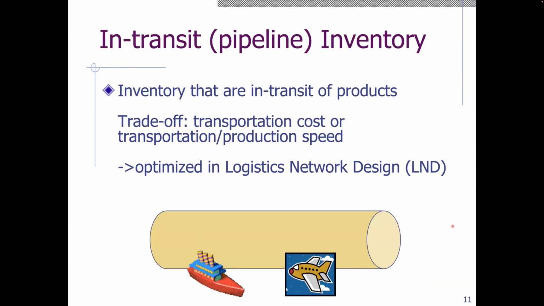In-transit inventory is inventory moving through the arc or link in the SC. It can be seen as a flow through a pipeline, so it's sometimes called pipeline inventory. Such inventory exists because transportation time is positive. In-transit inventory is proportional to the flow volume and transportation time. That means if the speed of the flow is faster, in-transit inventory becomes smaller. This inventory will be treated and optimized in the logistics network design model.